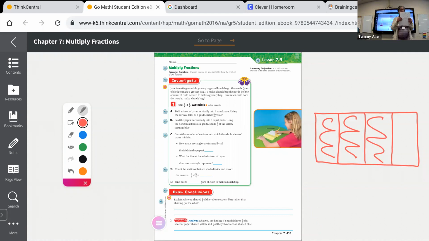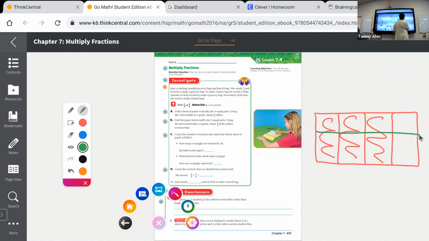So if I turn my paper like that, do you see the thirds easily? If I go like that, my thirds are now in green. So if I shade in 2 out of my 3, I really only need to shade in what's already red, because that's all I'm talking about.